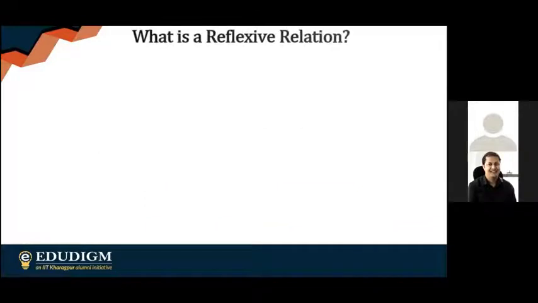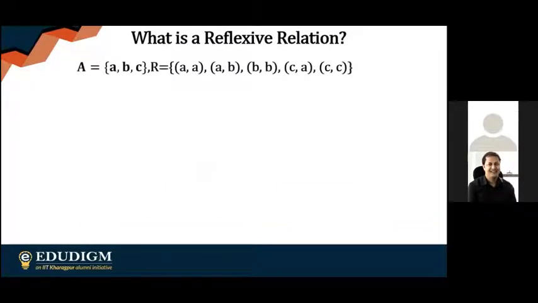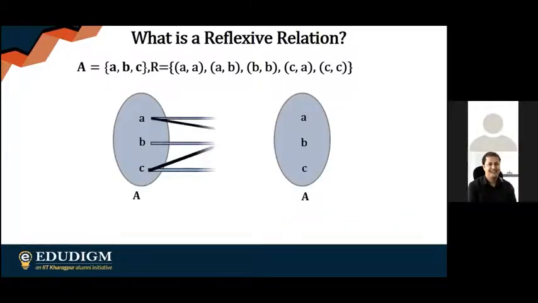Before you move on, I'm going to give you a very simple example. I have considered a set capital A having three elements small a, small b, and small c, and a relation capital R on that set. Now, the basic thing we all do is to draw an arrow diagram. So if you look at the arrow diagram here, this is how we represent a relation.